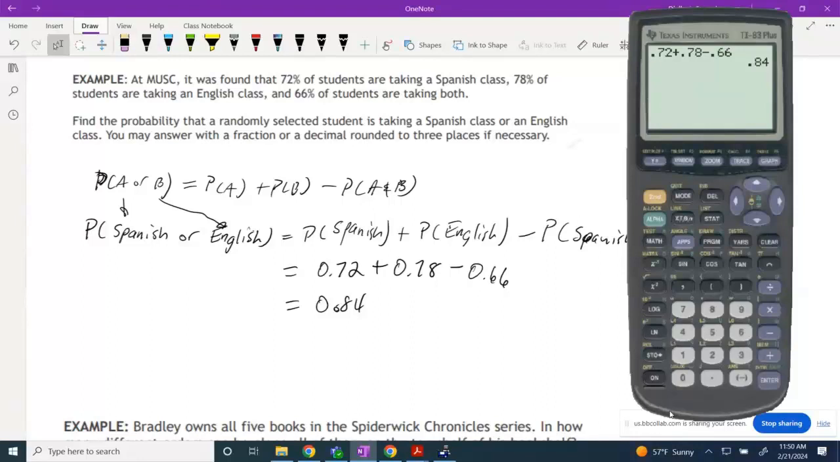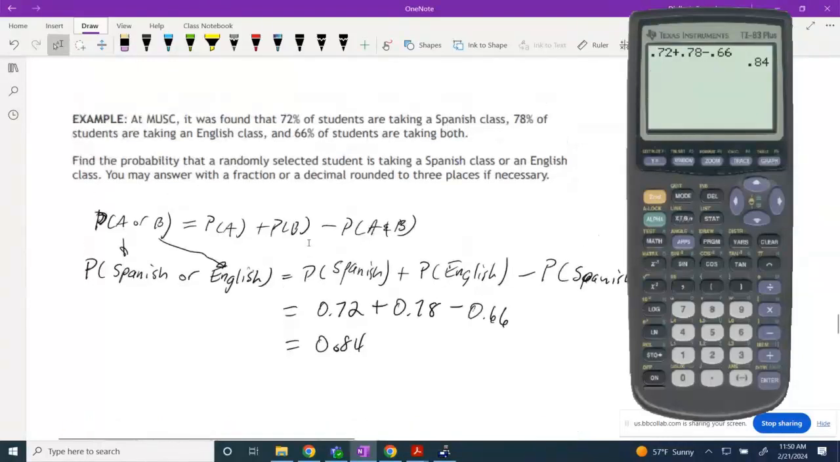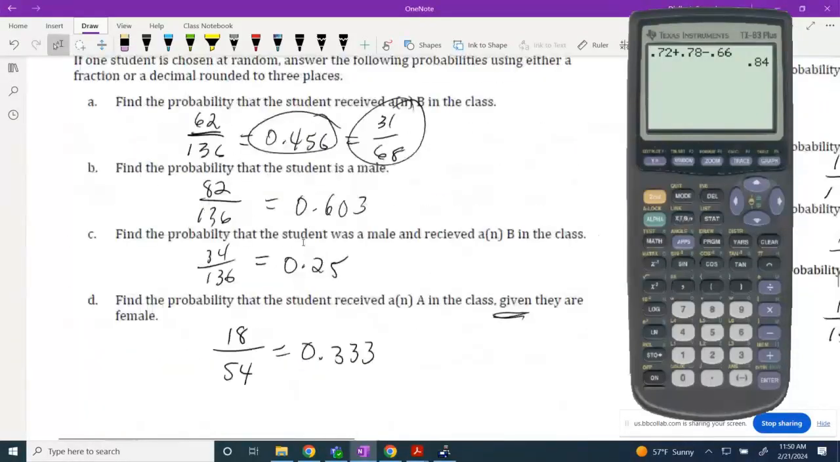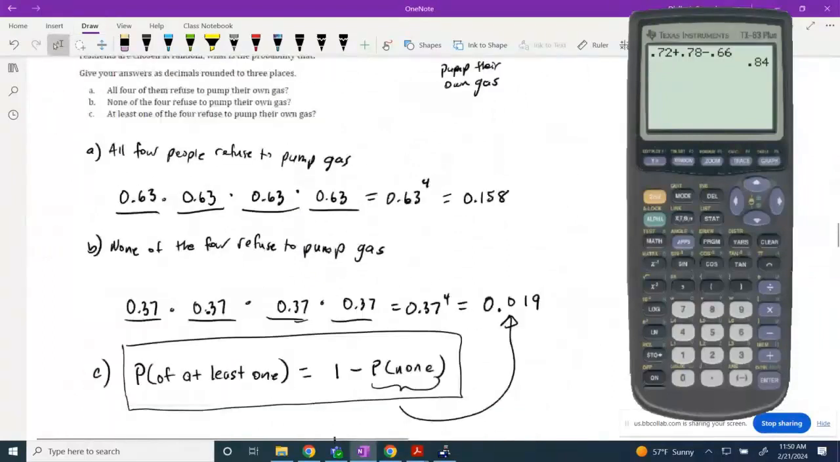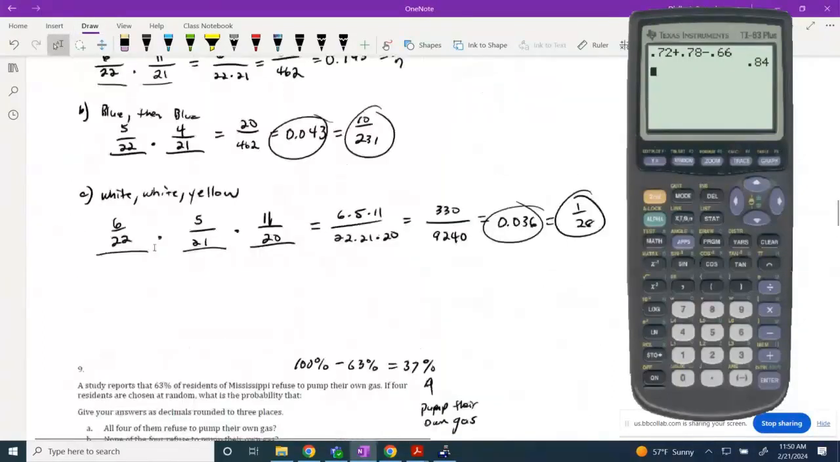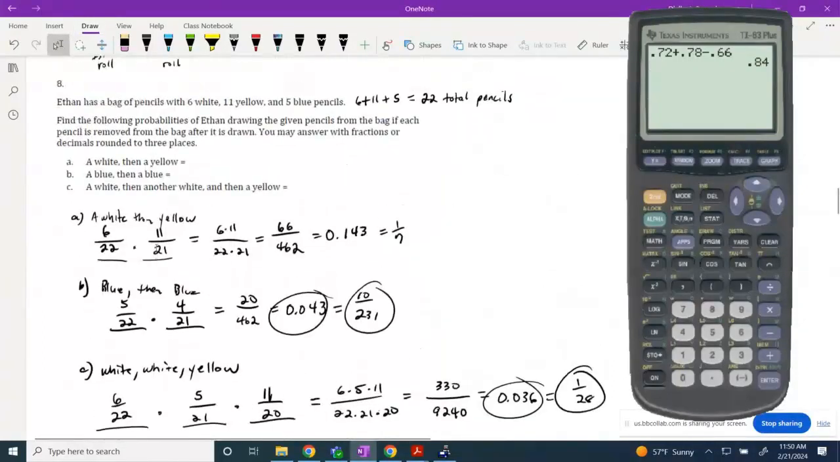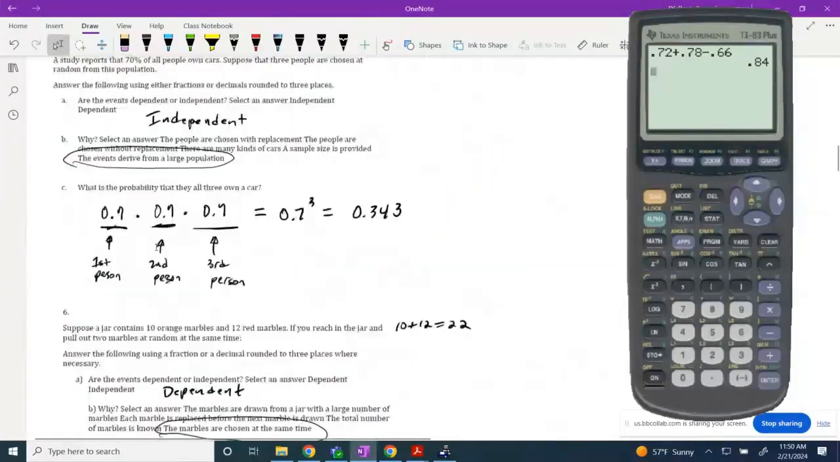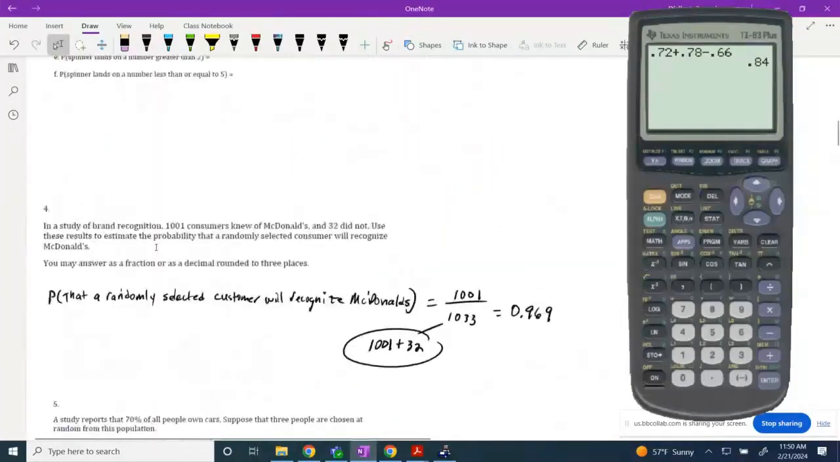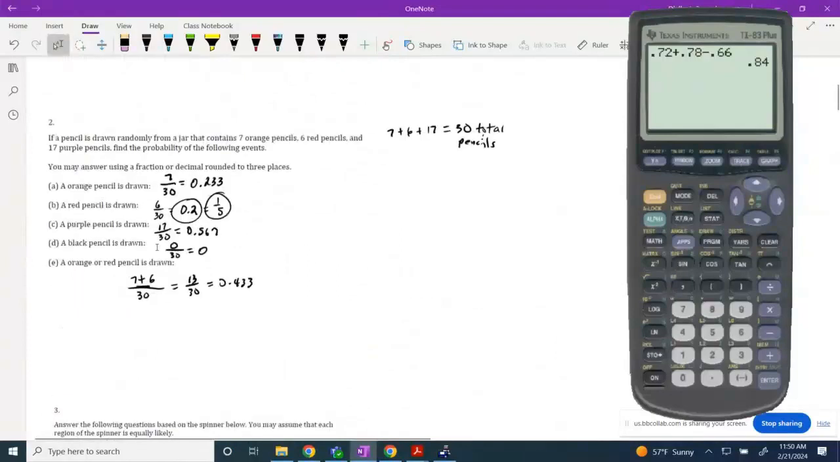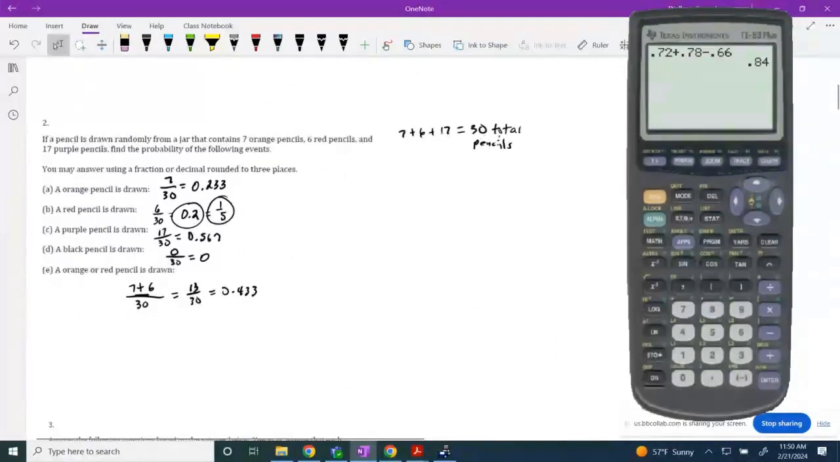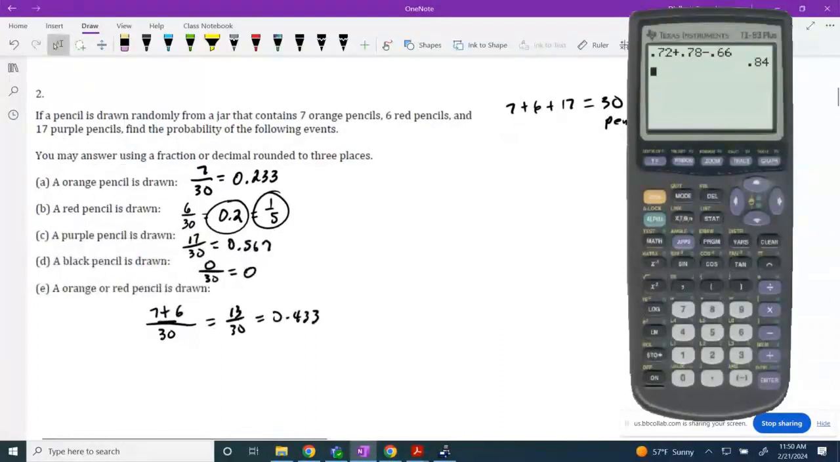Now, we actually did see this OR thing earlier, but we didn't use this formula. So I just wanted to show you why we didn't use it. If I scroll back through, it was an OR problem somewhere. Where was it? It was with the pencils. It was this one, number 2. And this is from Module 2, Part 1. And it's to the word OR, orange or red pencil.